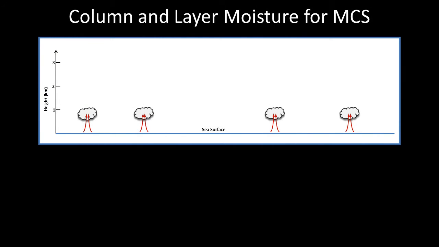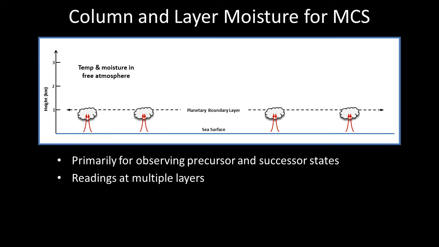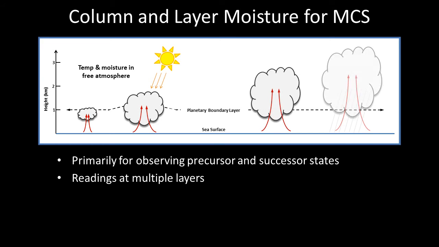First, we'll look at column and layer measurements in moisture and potentially temperature. Those will primarily provide insight on both MCS precursor and successor states. Readings at multiple levels will allow close observation of changes in the planetary boundary layer at MCS breakout phase. We expect to see measurements that characterize the upward perturbation of that layer as initial moisture plumes push through and aggregate upward to larger scale.